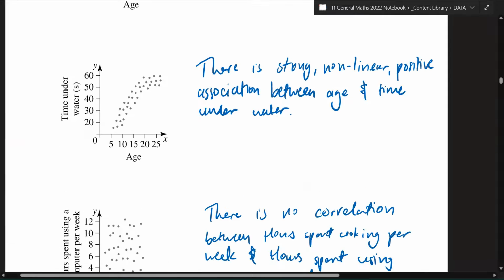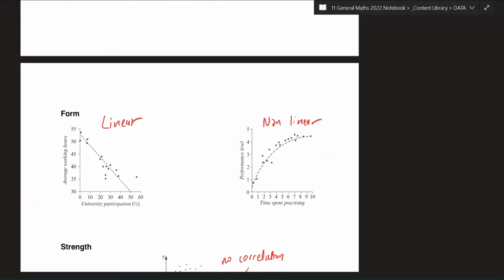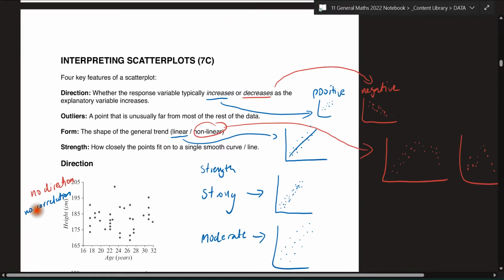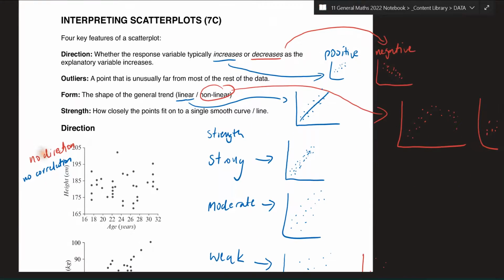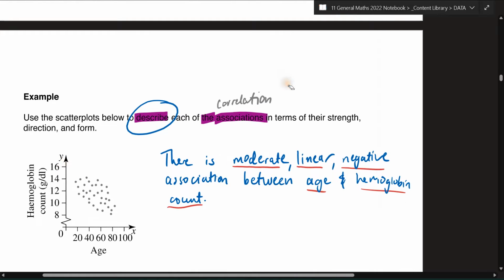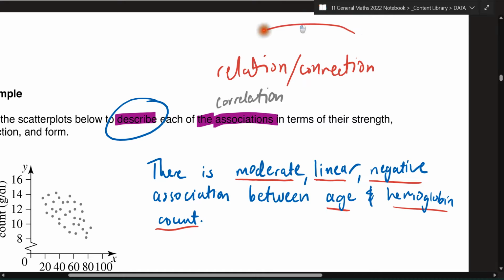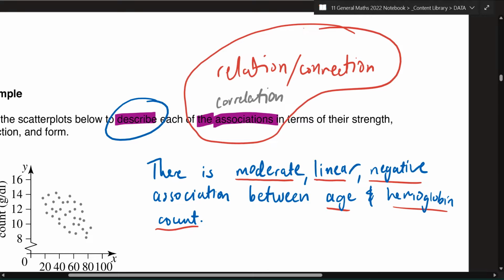Now, last lesson, if you remember, we started looking into how to describe the correlation or the connection, or you could also say, what other words did we use? Correlation, coefficient, association, all of this. I'll write a few more: relation, connection. They all mean the same thing. When we're asking you to describe the relationship, the connection, the correlation, the association, it all basically means the same thing, yeah?